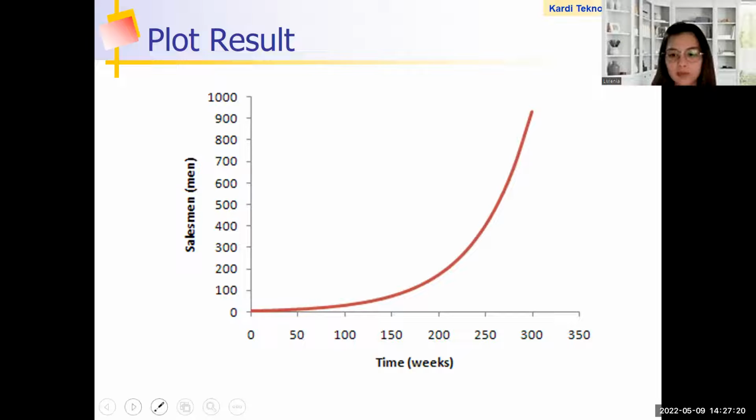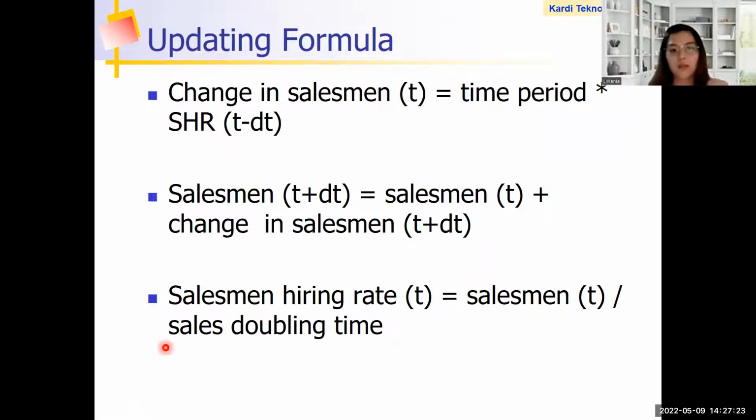After this you practice. I'm just explaining first. So how do you calculate here? This is the formula: the change in man equals the time period, every 20, multiplied by the salesman hiring rate. So the salesman itself, what is this? This is the level equation, so you see always accumulation. Salesman at T plus DT equals salesman at T plus the change.